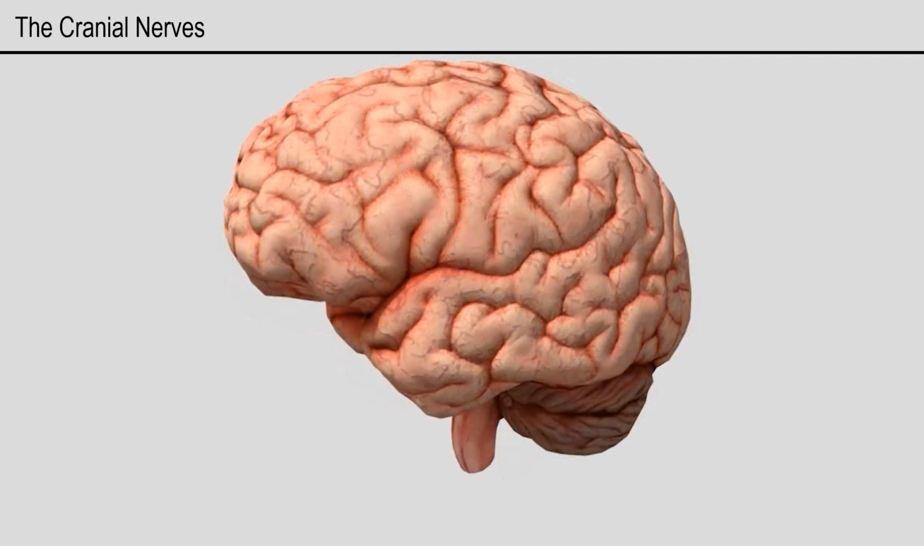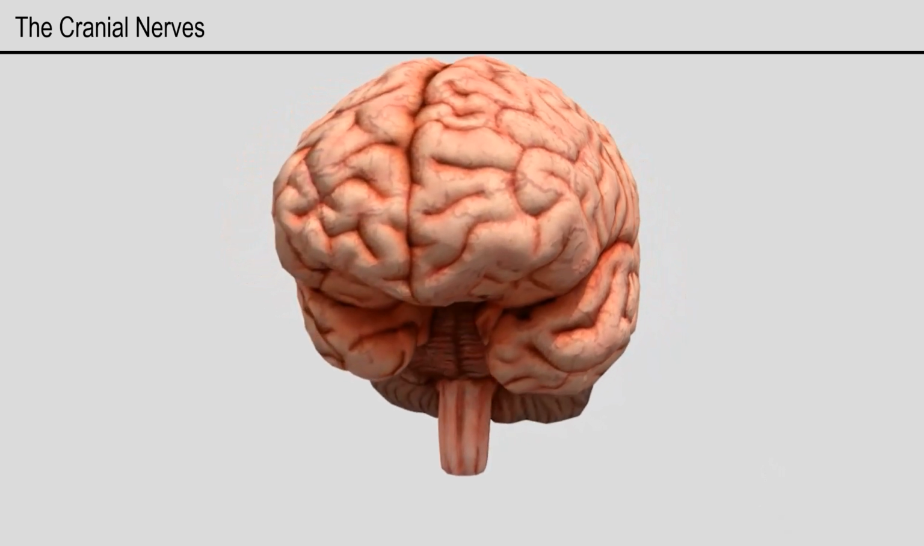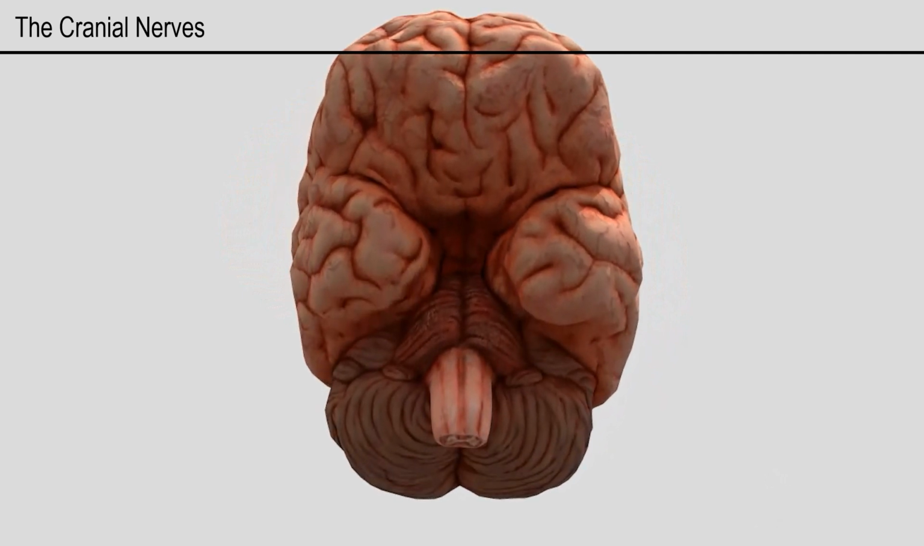To see the cranial nerves, we need to move the brain into a better position. We are currently looking at the lateral aspect of the brain, but instead we need to look at the ventral surface. This can be thought of as the underside of the brain. This is where we can see the emergence of cranial nerves as they leave the cerebrum and the brainstem.